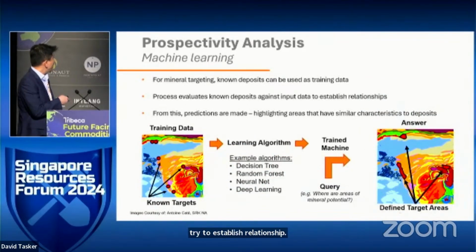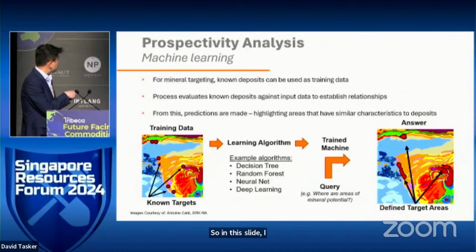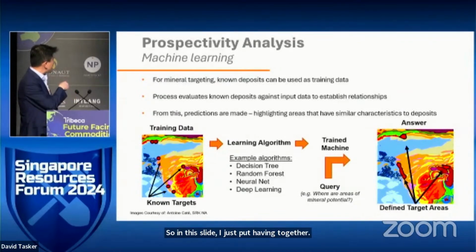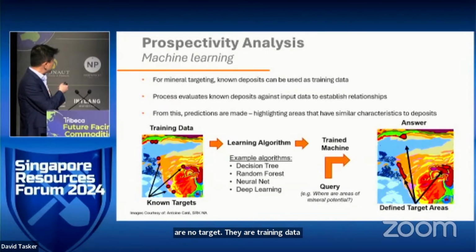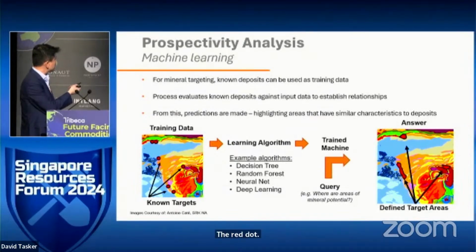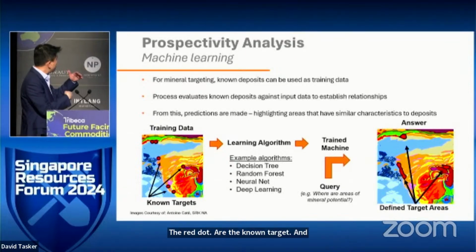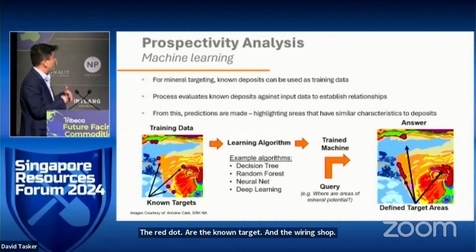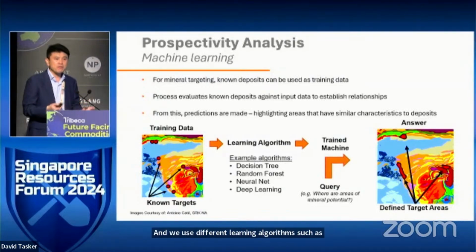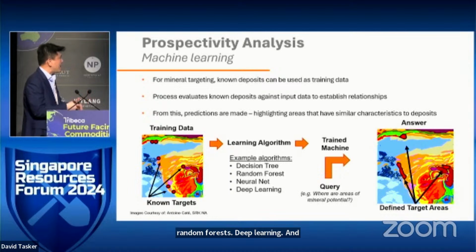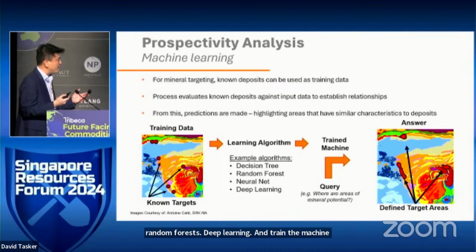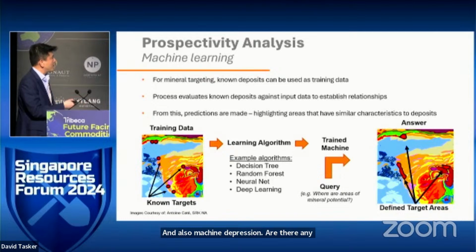So in this slide, I'll just put everything together. There are known targets, there is training data. The red dots are the known targets, and there is a wide range of input data. And we use different learning algorithms, such as random forests and deep learning, and train the machine. And ask the machine the question: are there any more targets? There might be more targets that geologists overlooked in the past, under cover.